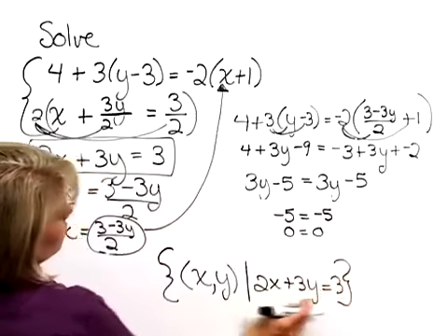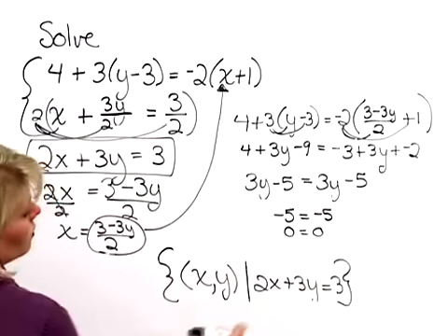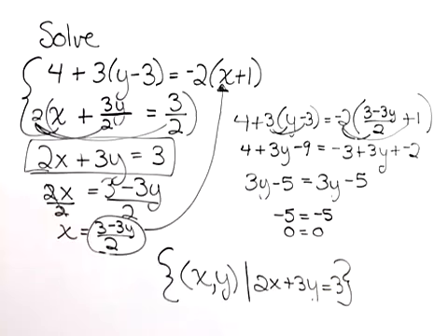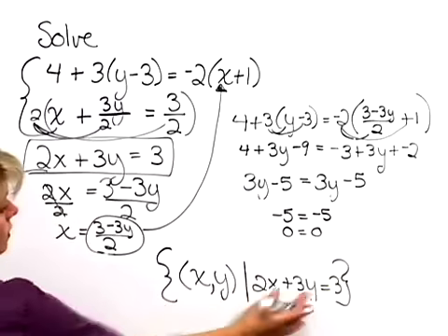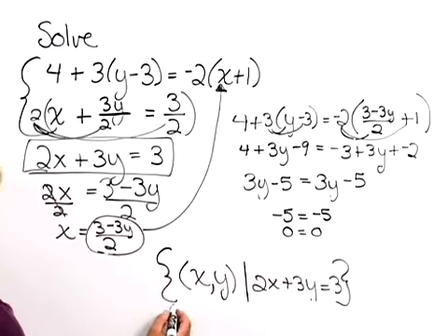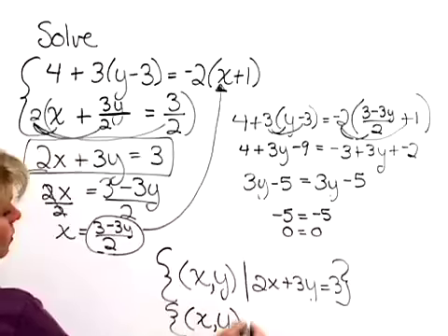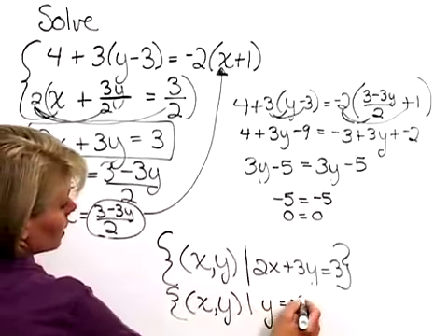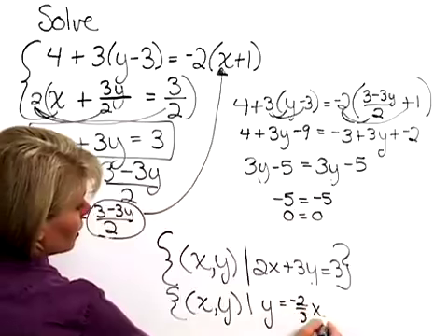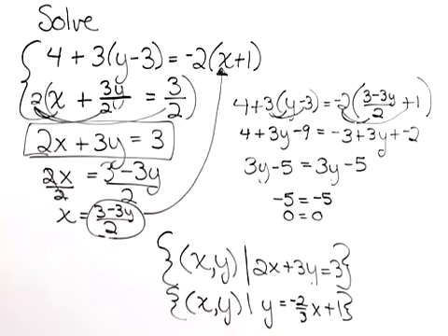You can also use the slope-intercept form of the line in this place right here of your set builder notation. What that would look like if we wrote this in slope-intercept form would be the set of all ordered pairs (x, y) such that y equals negative 2/3 x plus 1. Either of these would be fine for your answer.